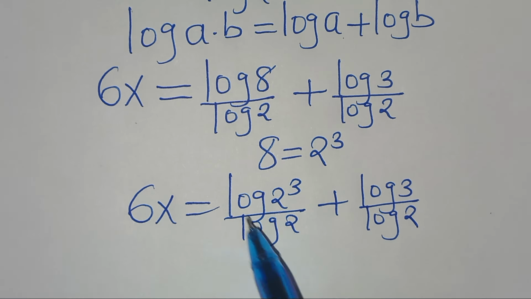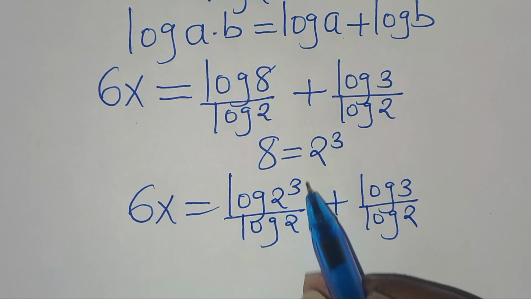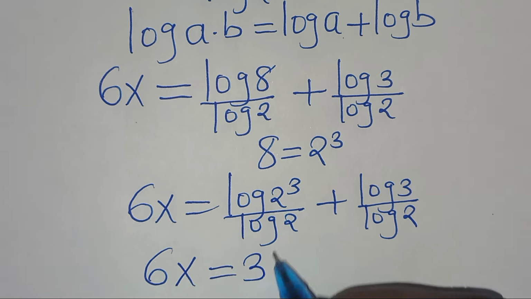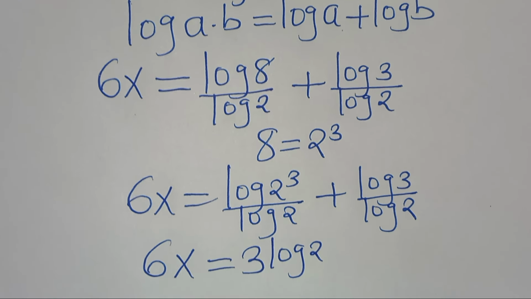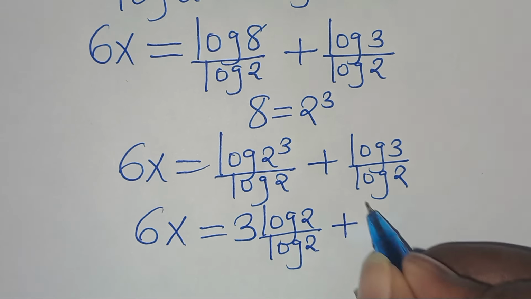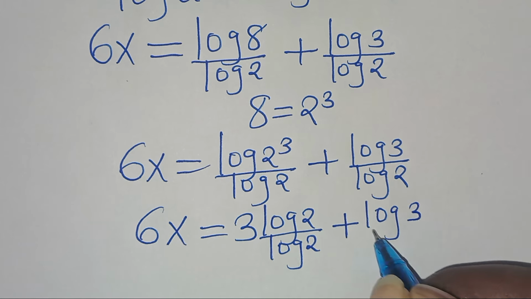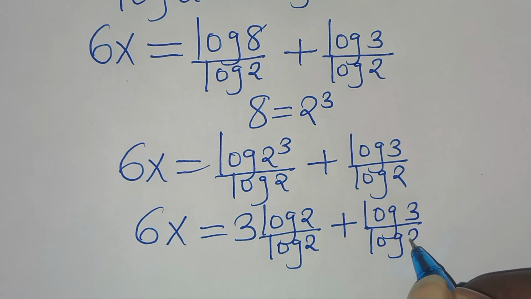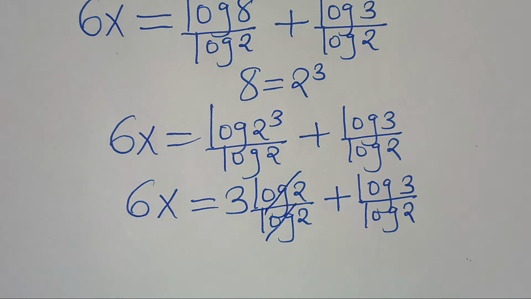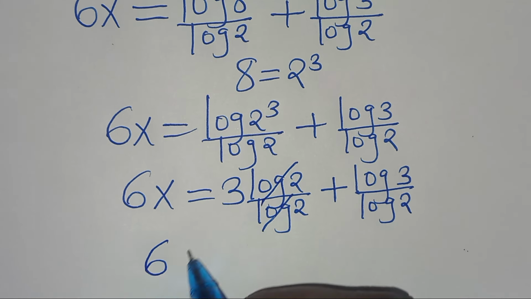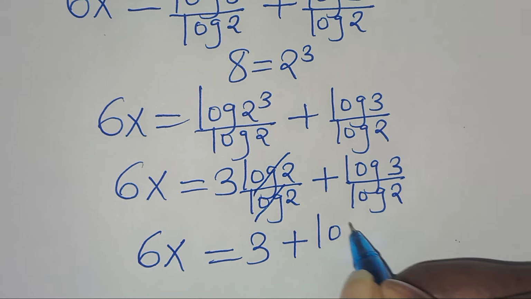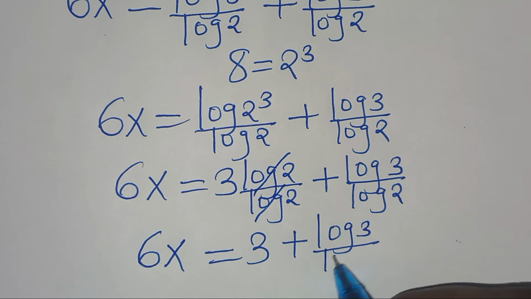Now let's apply the power rule property here so that log 2 to the power of 3 becomes 3 log 2. So now we have 6x. This is equal to 3 log 2 divided by log 2, then plus log 3 divided by log 2. Now, let's simplify here. Log 2 and log 2 here simplifies so that we have 6x. This is equal to 3 plus log 3 divided by log 2.